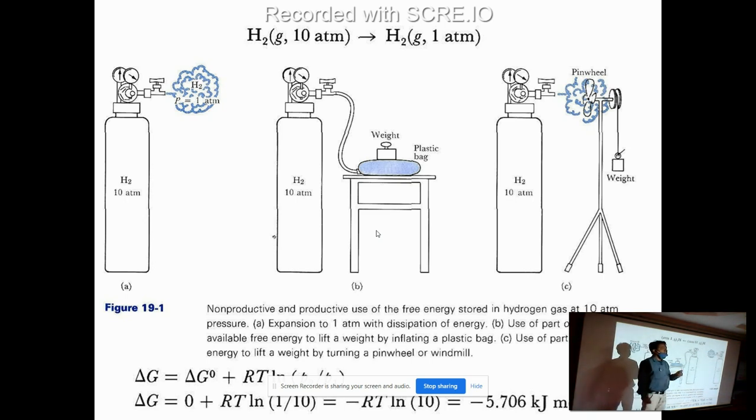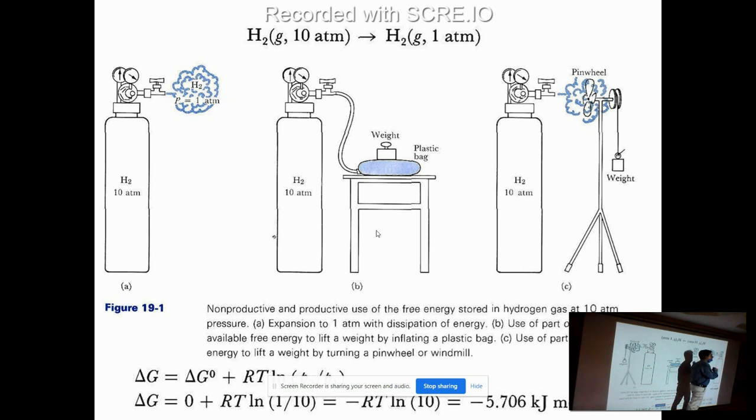Now what is delta G with a minus sign? A spontaneous reaction. That is why when I open the valve, the 10 atmospheres gas quickly releases out at 1 atmosphere, which is the outside pressure. It's spontaneous. Quickly it will go out.